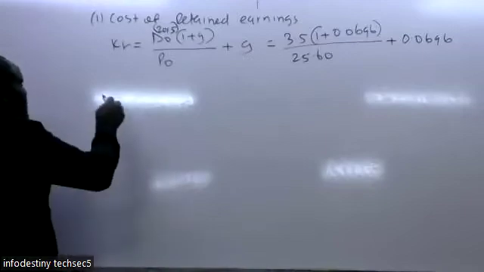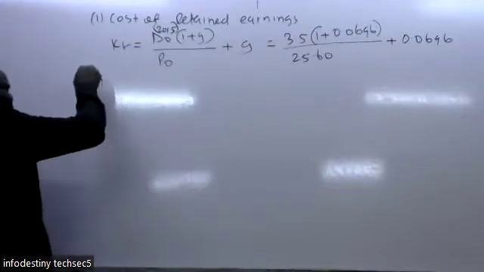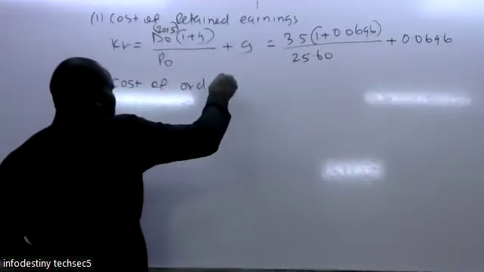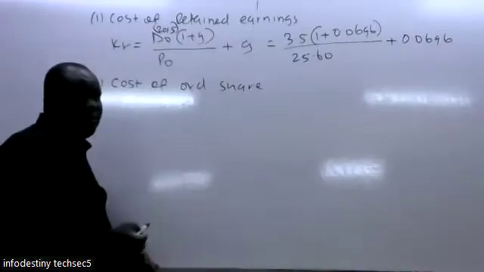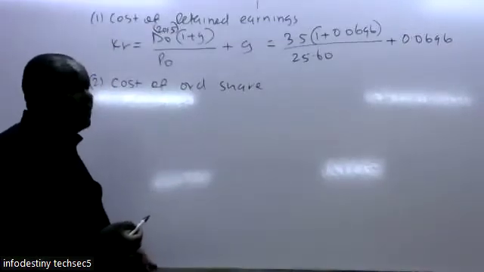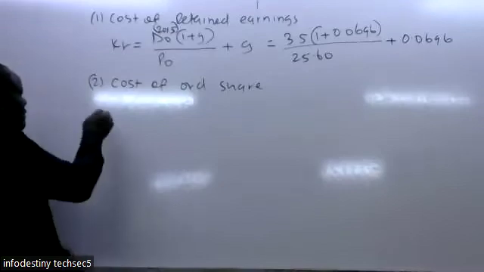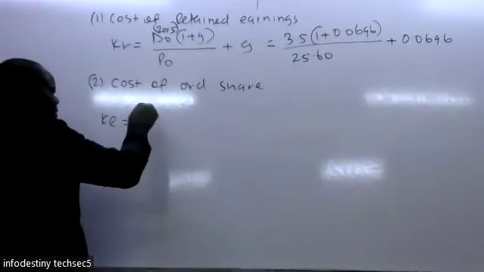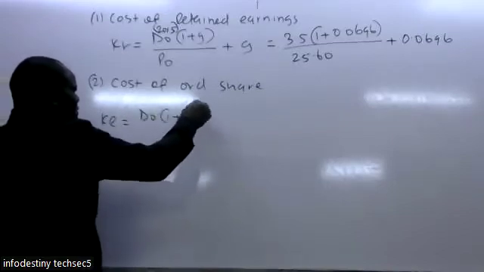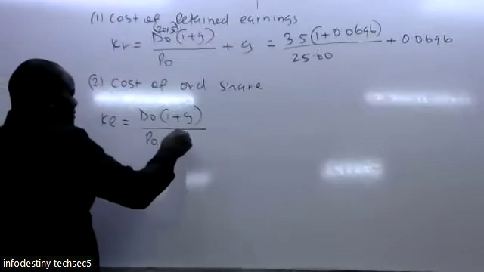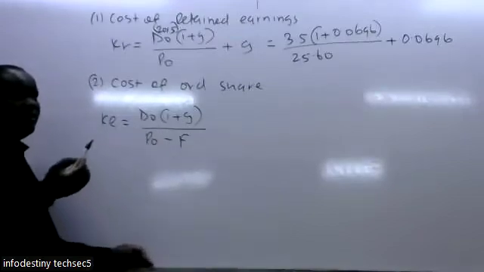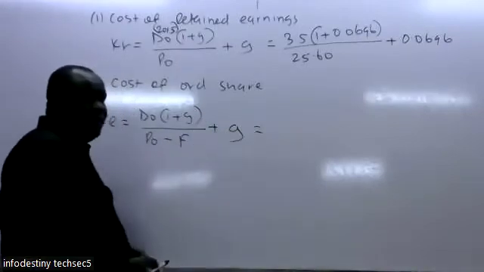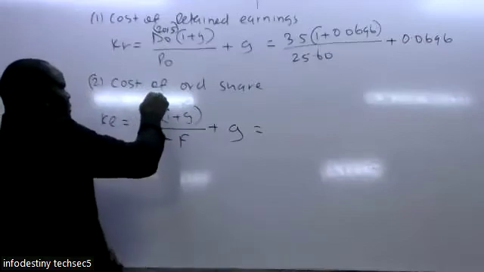The next one should be the cost of the ordinary share. So cost for the ordinary share is KE. So KE should be given by D0 (1 plus G) divided by P0. But remember this time we factor in the flotation cost. Then we also add G at that point. So this one is still 2015.